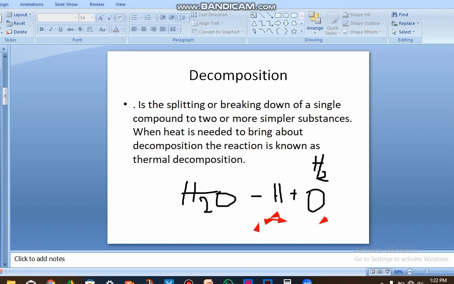So let's look at another thing again. Look at the downside. It says when heat is needed to bring about decomposition, the reaction is known as thermal decomposition. Okay, when heat is needed, in some chemical reactions, you will see, let me say, after the reaction you see something in this form. Let me say this is the line. Let's say here this is H2O, this water, right?